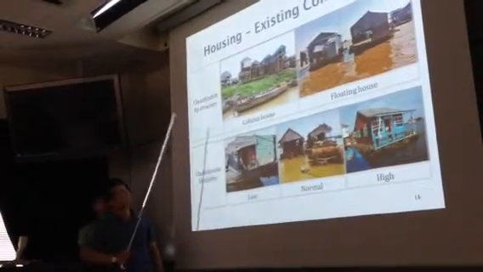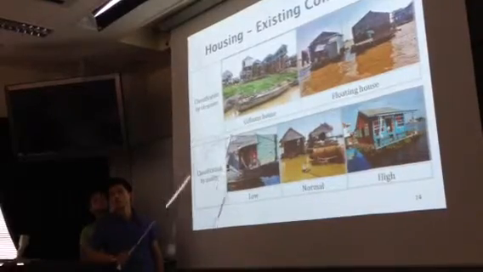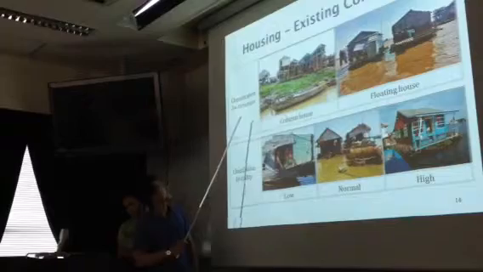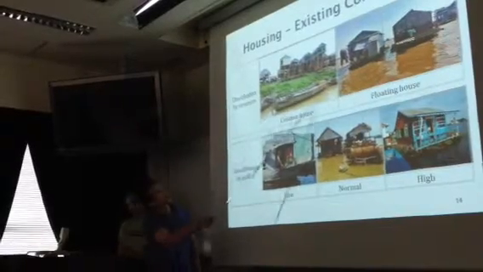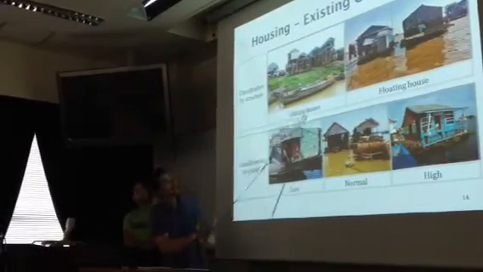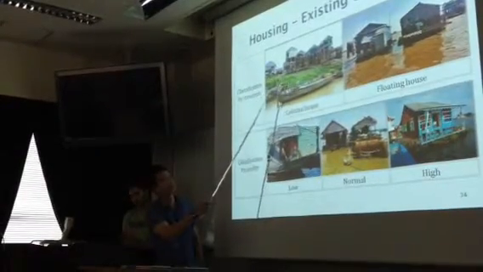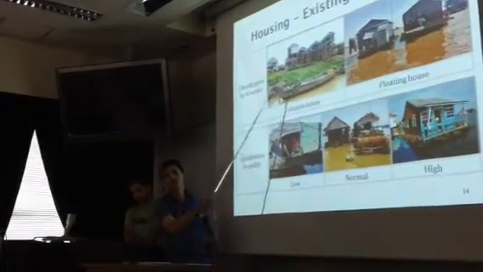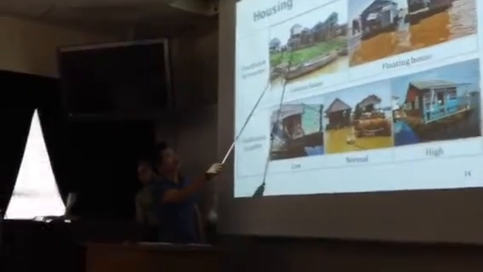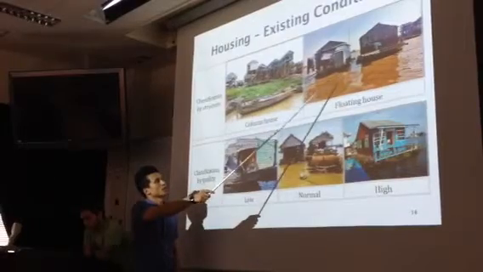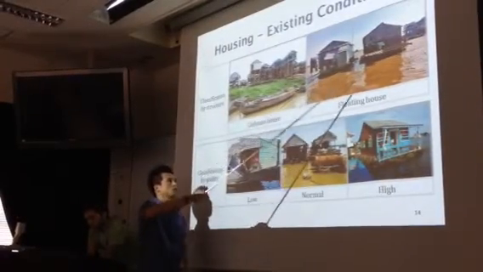This is our classification of the situation in the village. We classify the first category, which is column house and floating house. The column house is very popular and famous in the floating area, where the house is located on columns. The other one is the floating house, where the house floats on the water.